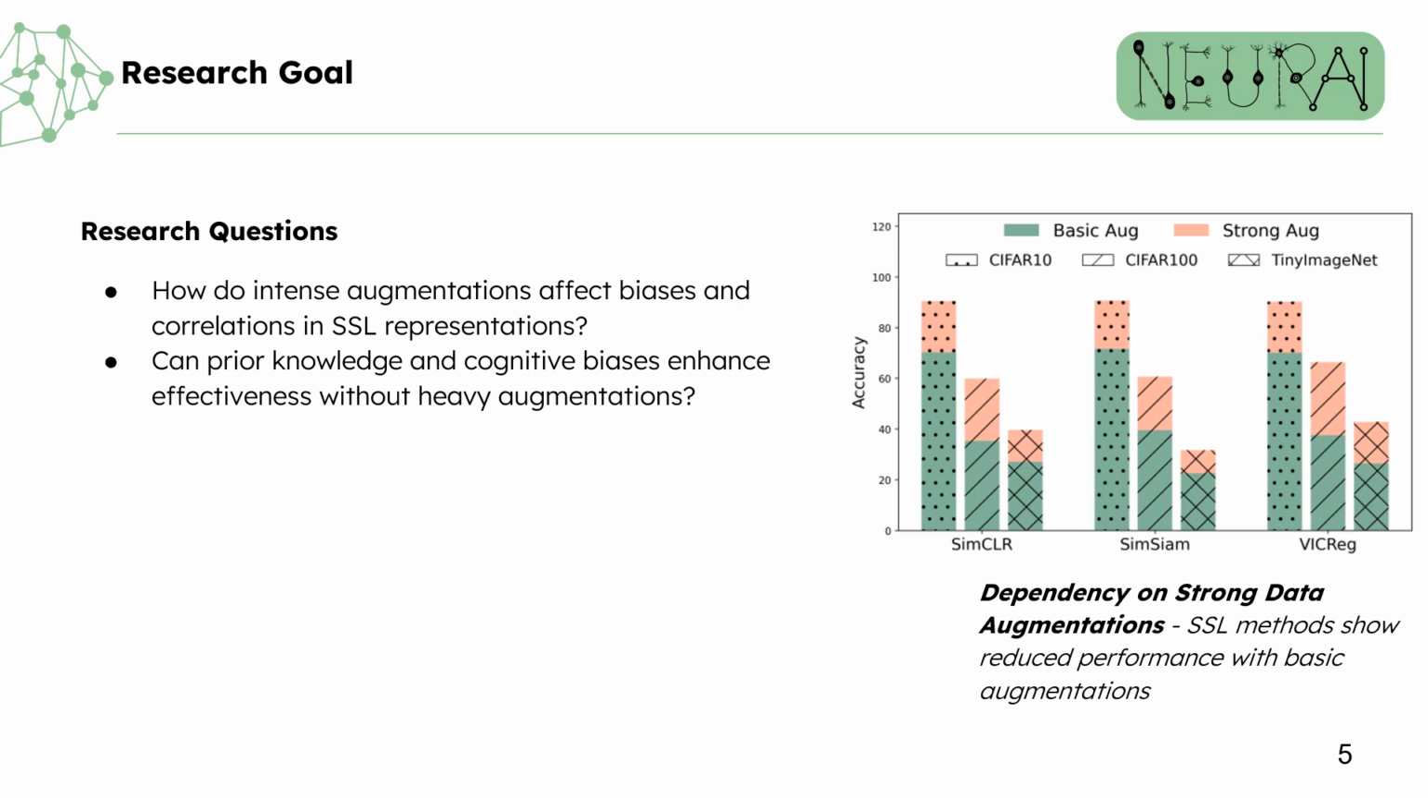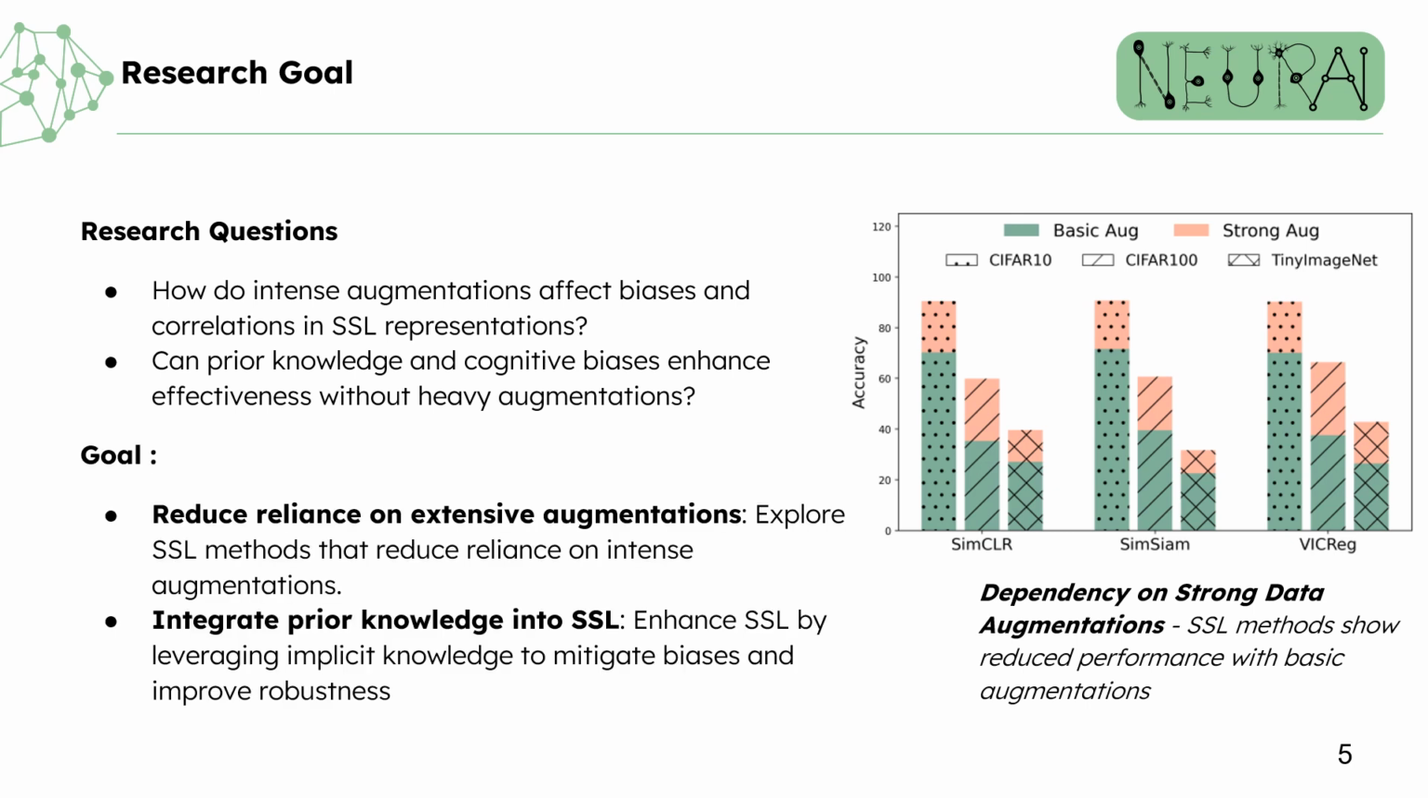Our research aims to answer two main questions. How do these intense augmentations affect the correlations in SSL representations? Can any kind of prior knowledge enhance the effectiveness of these methods without the use of these strong augmentations? So our primary goal is to reduce reliance on these strong augmentations, and we would like to explore different kinds of prior knowledge and cognitive biases to enhance the representations.